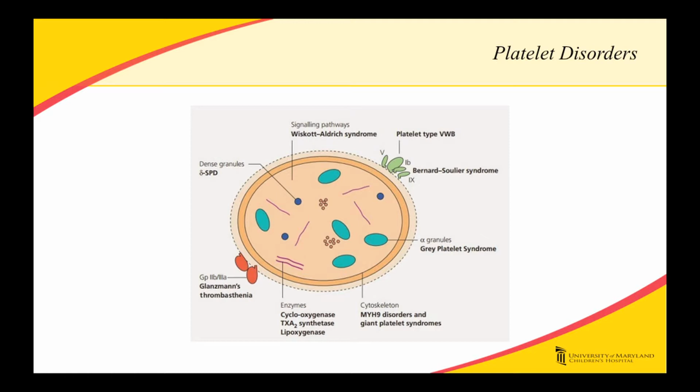You have dense granules, you have enzymes, you have receptors, and then they put the disease next to it. Like Glanzmann's, they don't have working glycoprotein 2B and 3A receptors. Bernard-Soulier has problems with these receptors. Gray platelet syndrome are missing alpha granules. May-Hegglin disorders and giant platelet syndromes have problems with the cytoskeleton of the platelet. And then Wiskott-Aldrich is another syndrome that is associated with eczema, immunodeficiency, and small platelets. So again, the peripheral smear can really help us figure out what we might be dealing with before the transfusion.